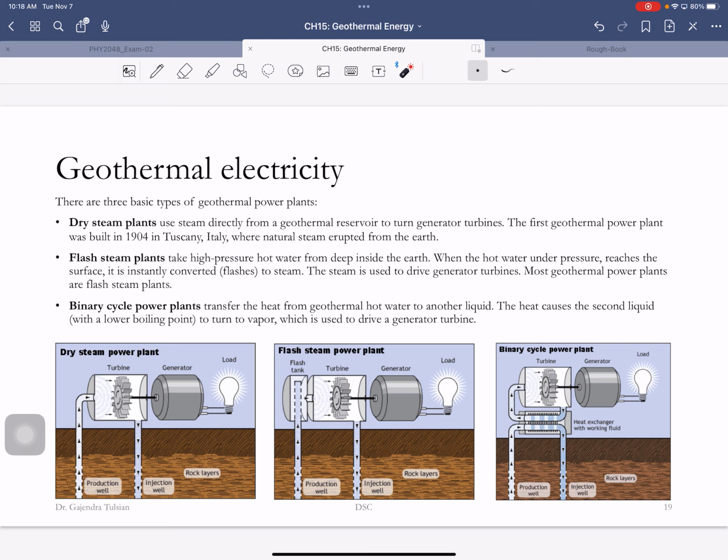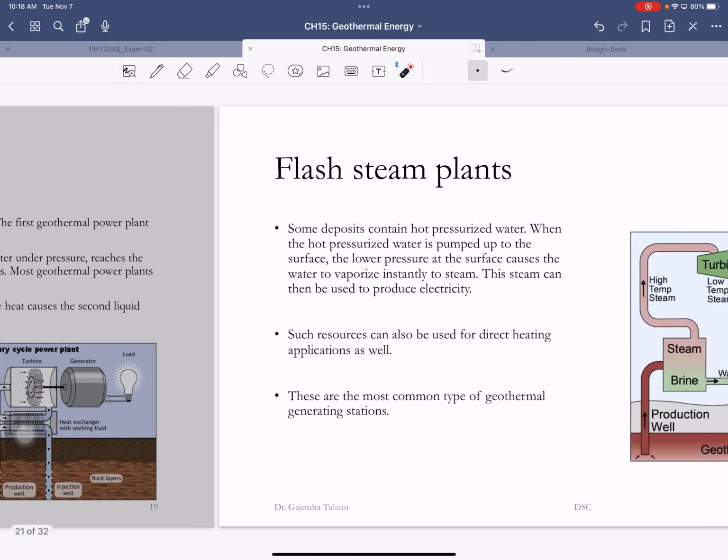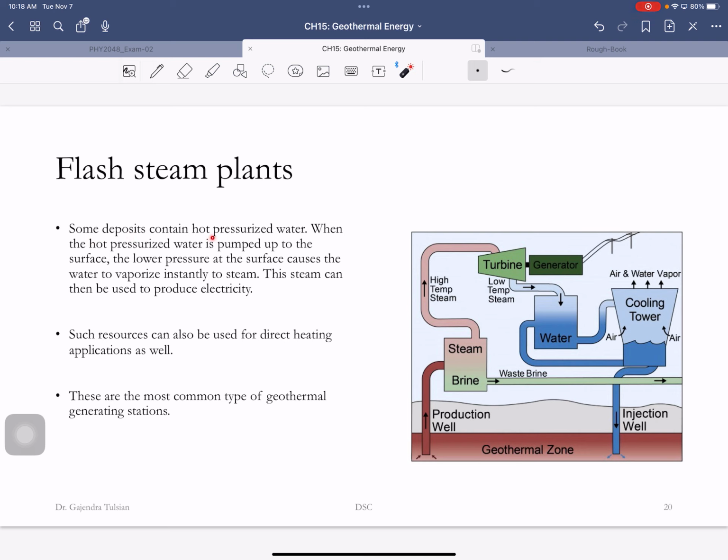Okay, so these are the various kinds of power plants. The binary cycle is where you transfer heat from geothermal hot water to another liquid. So this is where the hot rock is not too hot. Flash steam plants, that's the flash steam plant. Some deposits contain hot pressurized water. When the hot pressurized water is pumped up to the surface, the lower pressure at the surface causes the water to vaporize instantly to steam. So that's what you're doing. This steam can be used to produce electricity.